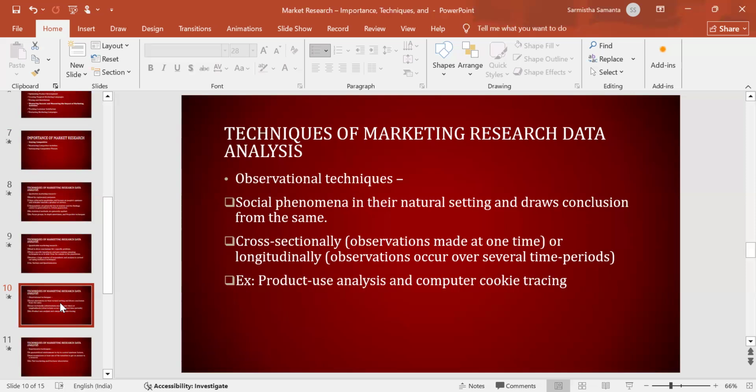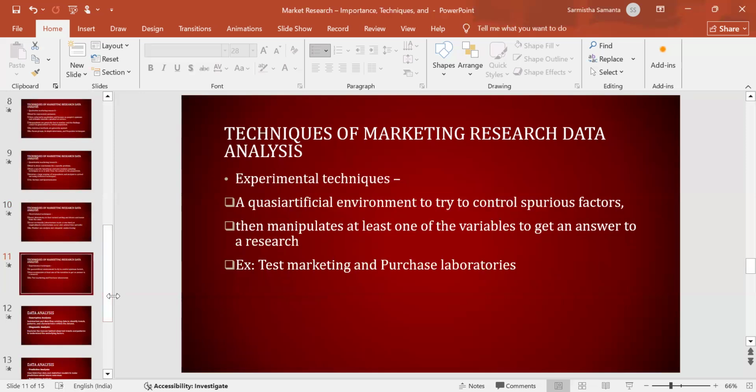Sometimes it can be regarded as qualitative also, and sometimes figures are involved, in the sense quantification needs to be done, how many and how, like that. So this can be done cross-sectionally, with observation made at one time, and longitudinally, with observation made for several time periods, each month, like that. Product use analysis, computer cookie tracing. Cookies are used in different websites. They basically trace which device you are using, and each time they will give you advertisements and pages as per what you viewed last, if you agree to those cookies.